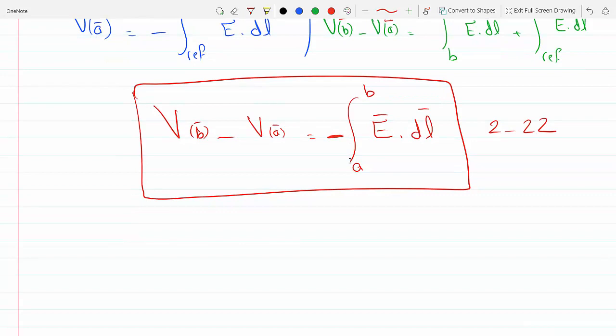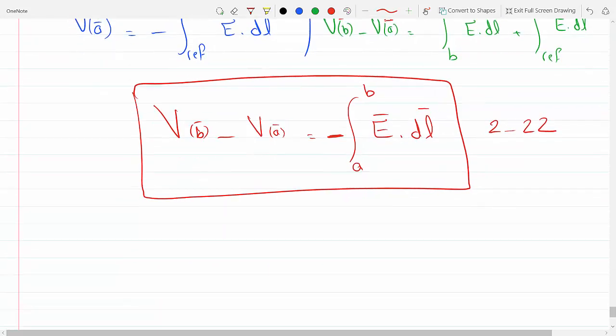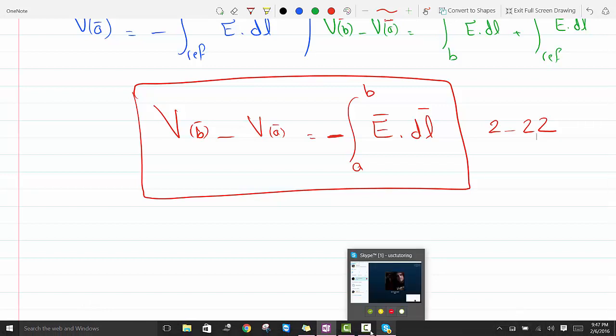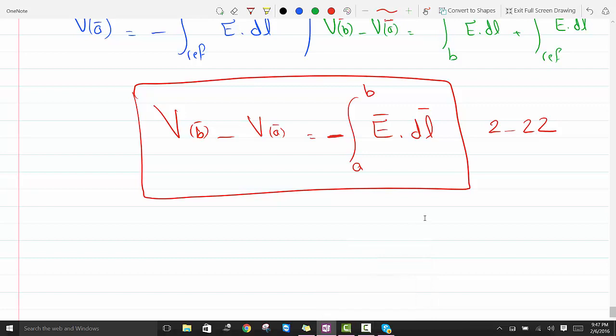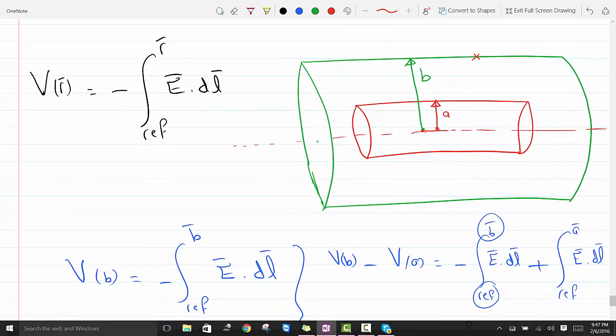Okay? So I wanted to show you basically equation 222. And from here, we could now do the problem. Now you should be able to do this problem here.